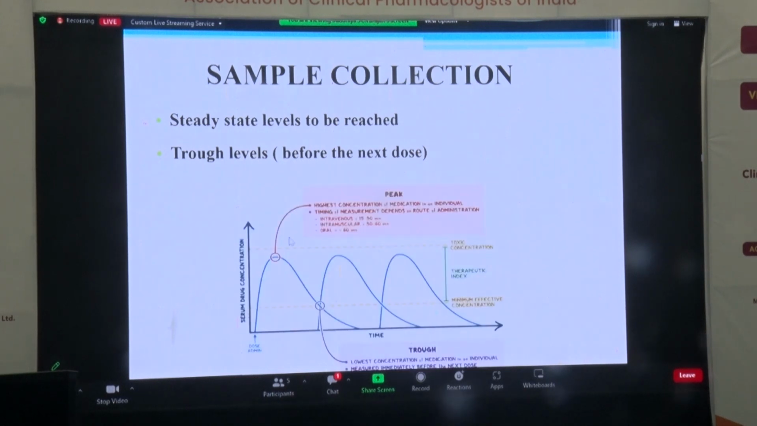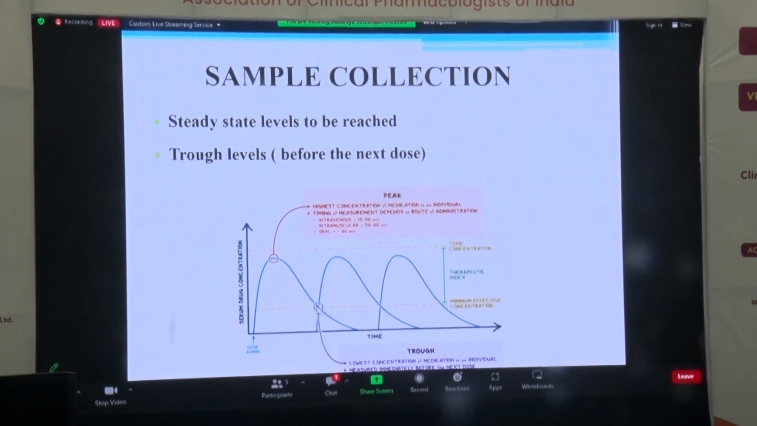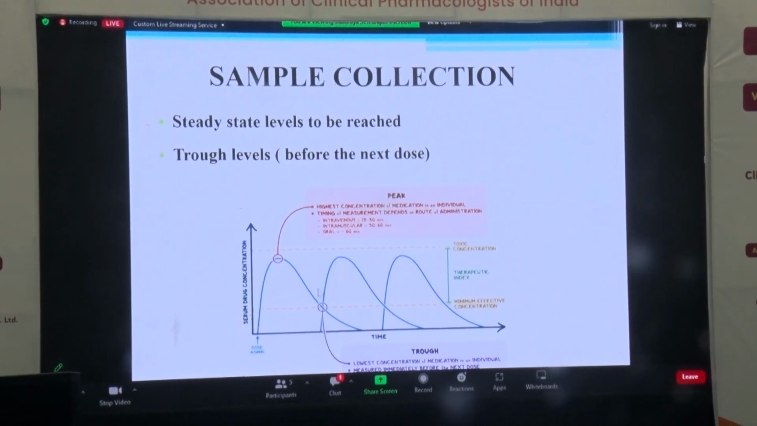Let me show this with the help of this graph. Once the patient has reached the steady state concentration after the drug is given for 4 to 5 half-lives, there is a particular therapeutic range within which the plasma concentration will be maintained. So just before taking the next dose, if we take the sample, then we will be able to know whether this is within the effective concentration.